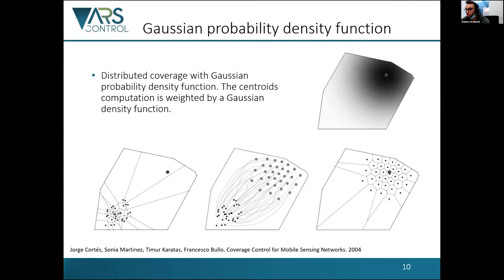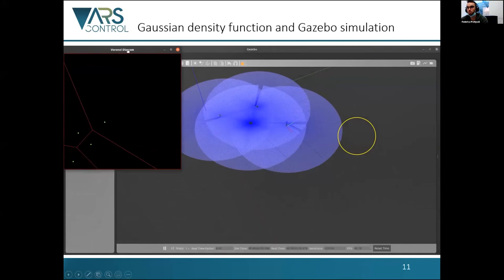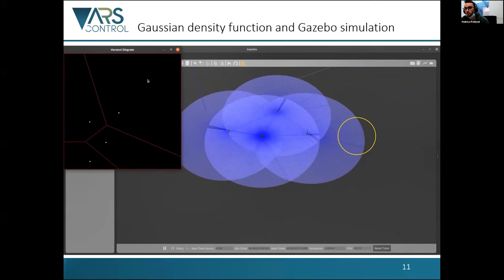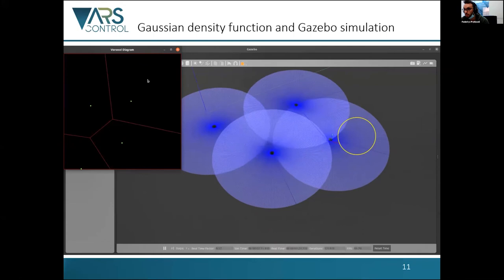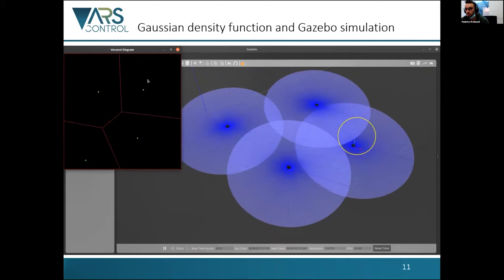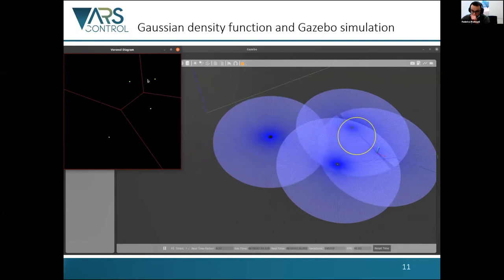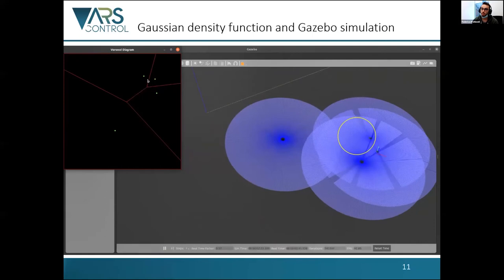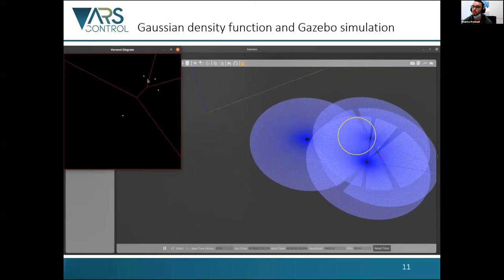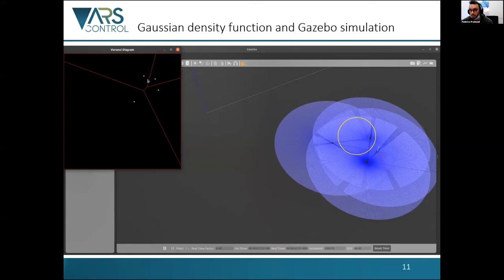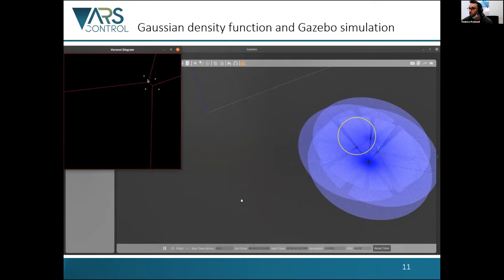We implemented this tool and did some Gazebo simulations of it. Here we implemented the coverage control with a Gaussian distribution, and we are assuming that the Gaussian distribution is known by every robot. In this situation, the yellow circle indicates the Gaussian distribution mean value, which determines the final position of the group of robots. And the variance of the distribution influences the density of the robots, how close the robots are at the final position.